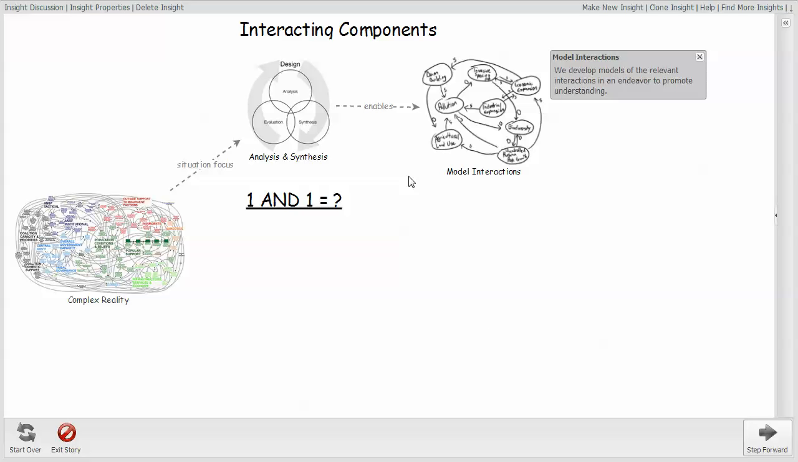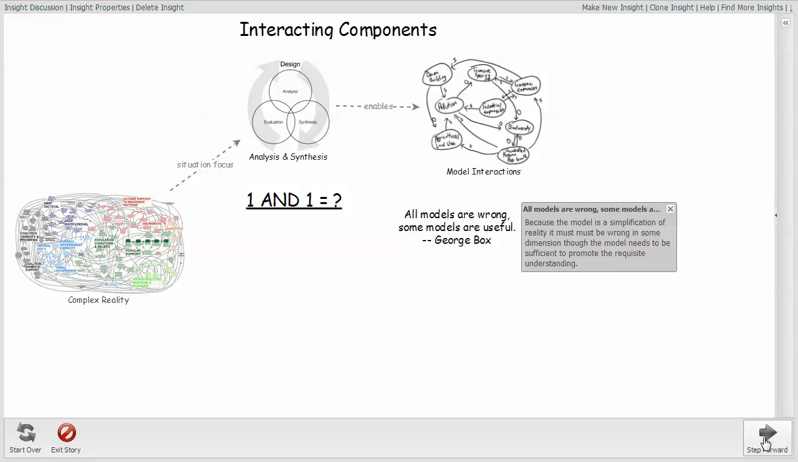But the idea is that we take this complex reality and use the situation as a focus, and we do analysis and synthesis, and we attempt to come up with a model of that set of interactions that's relevant to the situation that we're trying to understand. We have to realize that the model is in fact not reality. That old saying: the map is not the territory. The model is a simplification of reality, it isn't reality.